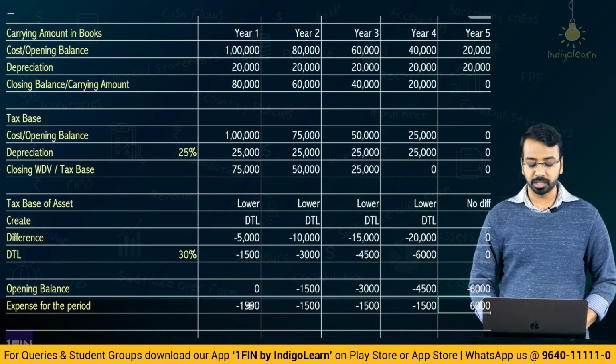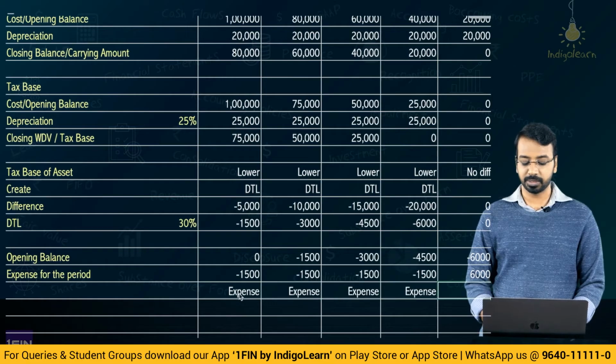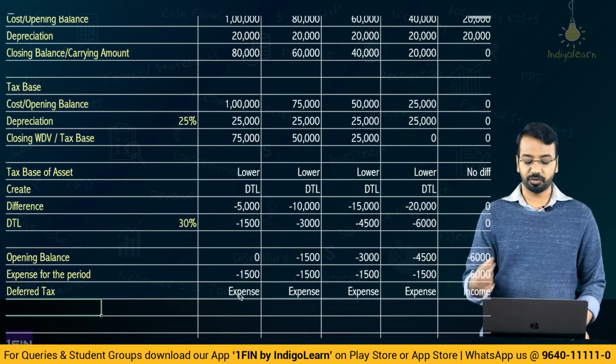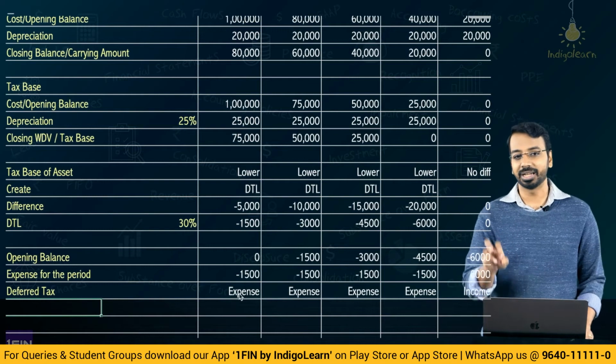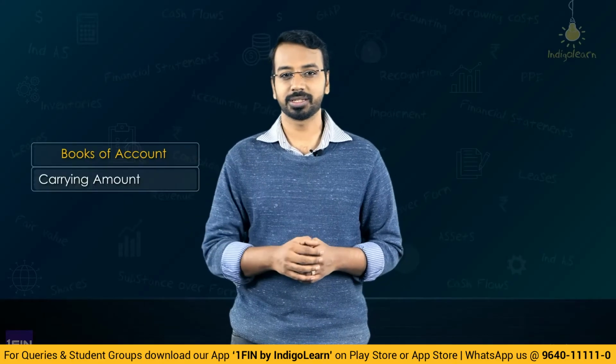In the first 4 years, you recognized expense, expense, expense, expense. Here it will be income. Income meaning deferred tax income. Okay. Deferred tax expense. And lastly, in the fifth year, you have a deferred tax income. So, we have understood the meaning of carrying amount, which is as far as the books of accounts are concerned. And we have understood the meaning of tax base, that is for the taxation purpose. The difference between these two is called a temporary difference.